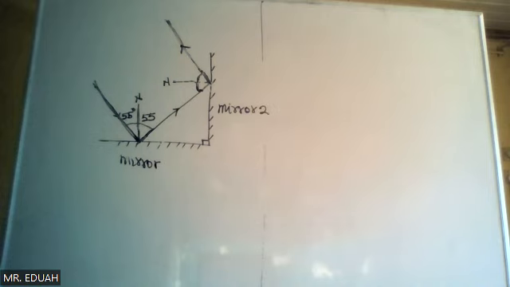All right, then let's look at the question. Determine the angle at which the ray is incident on mirror 2. We have to determine the angle at which the ray is incident.